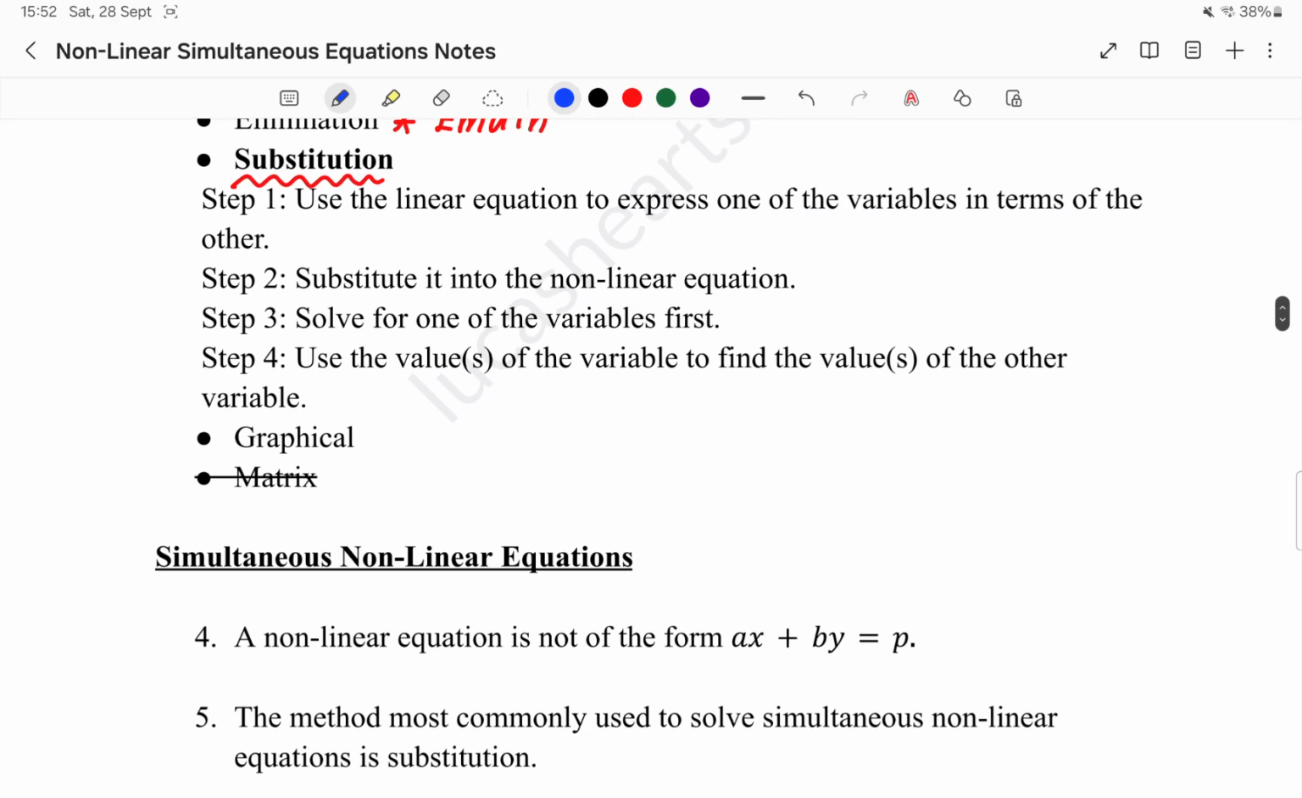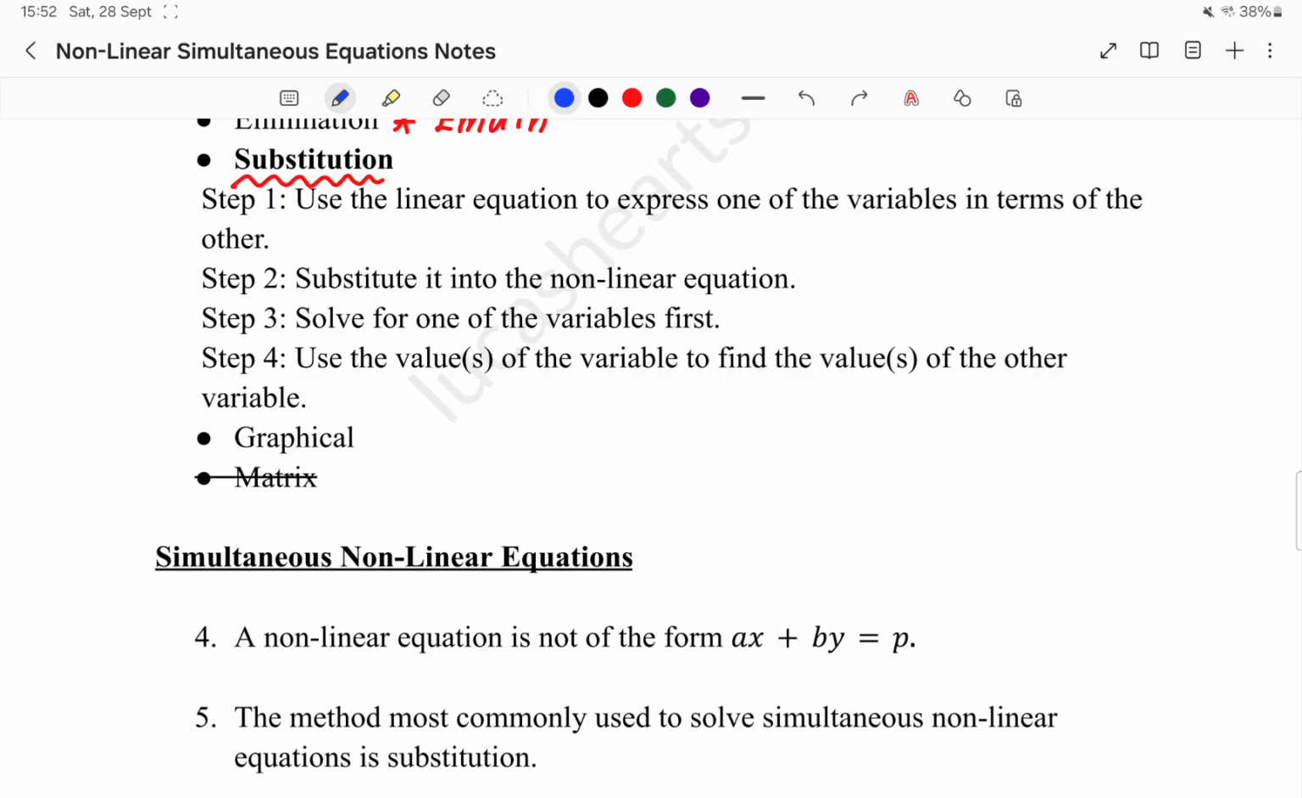Step 1, we will use the linear equation to express one of the variables in terms of the other, basically making either x or y the subject of the equation. Then we will substitute that into the non-linear equation. This will isolate out one variable for us to solve, and therefore we can solve for one variable only. Once we have the value of one variable, we will go on to find the value of the other unknown.